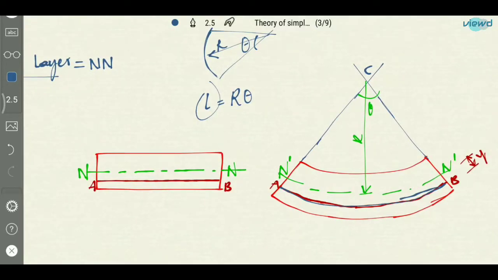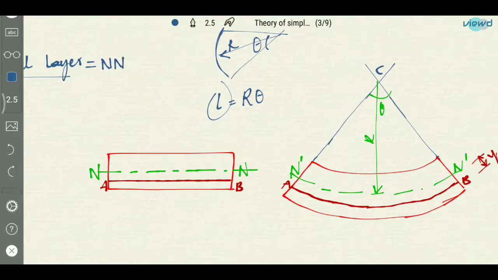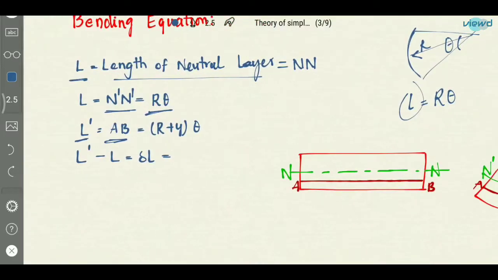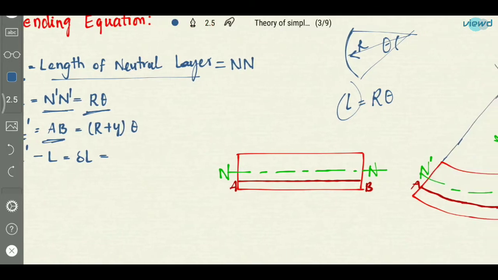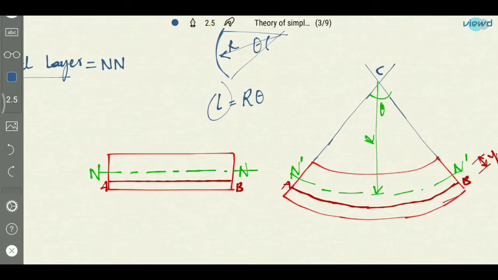Consider a layer AB below the neutral layer. First it was like this, and after bending, the length of this AB has increased. So the first length is AB, which is equal to the length of the neutral layer. The second, the after length, will be this AB. So what will be the radius of curvature for this layer AB?